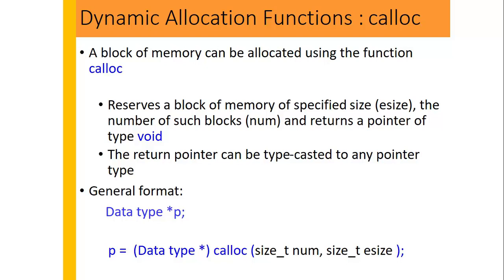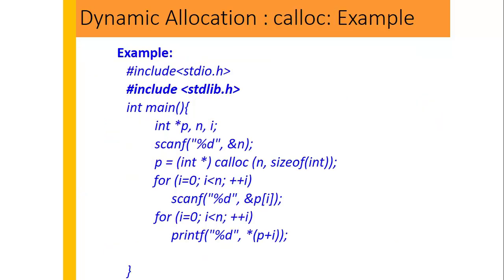So we write 100 comma size of integer. We'll come to that with the help of an example, and it returns a pointer of type void. The return type pointer can be typecast to any pointer type you want. Similarly, the syntax is data type star p is equal to data type typecasting calloc, num, how many such blocks you are looking for, and size of each block, right? So let's see with the help of an example. So we have int star p, n comma i, scanf. We input the number of blocks we are looking for.